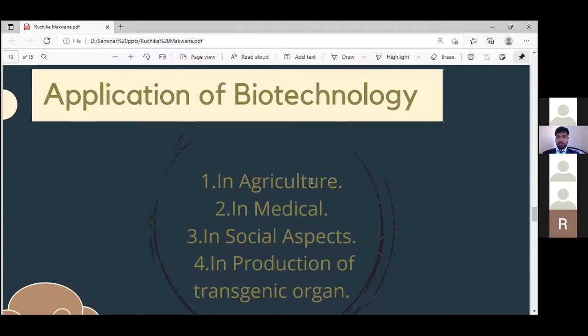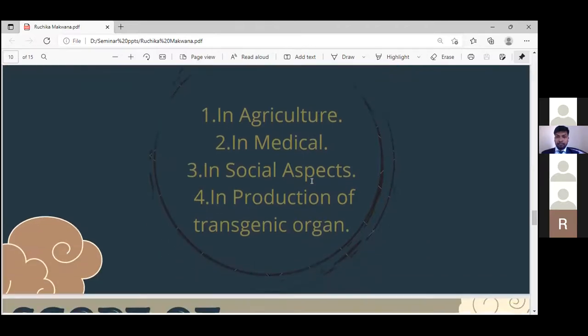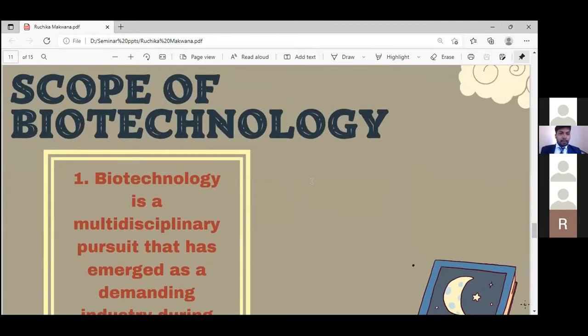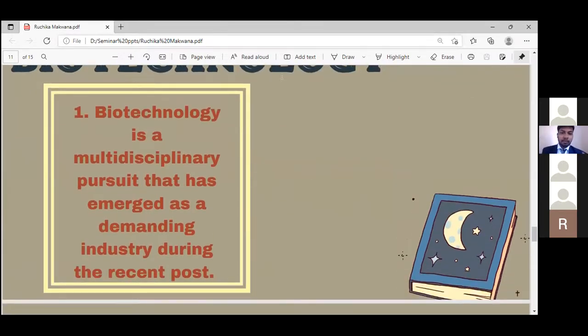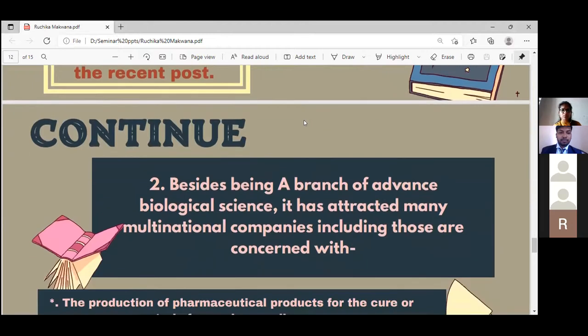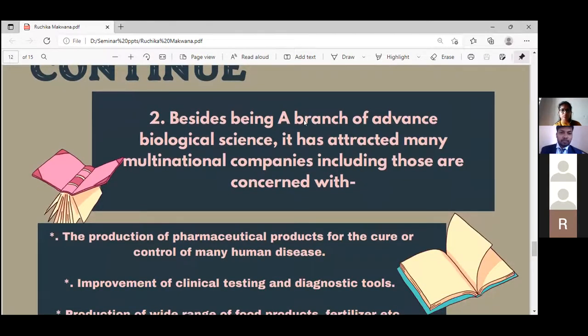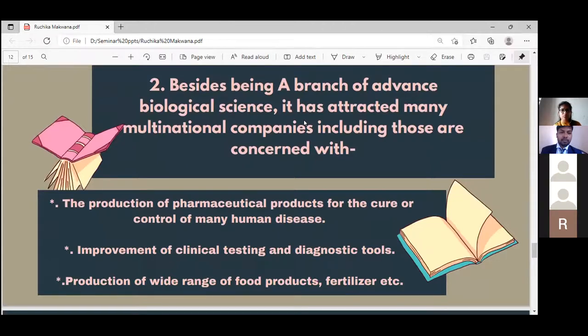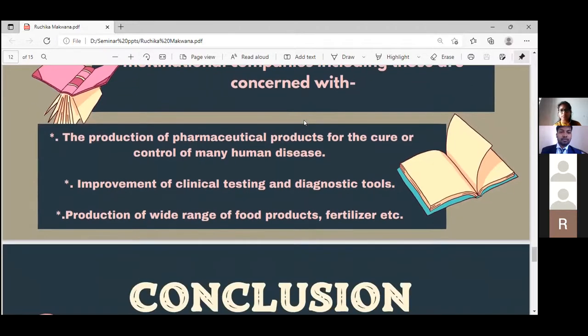Then, the scope of biotechnology. There are many scopes in biotechnology. First, biotechnology is a multidisciplinary pursuit that has emerged as a demanding industry in recent times. And second, besides being a branch of advanced biological science, it has attracted many multinational companies, including those concerned with the production of pharmaceuticals, products for the cure or control of many diseases, improvement of clinical testing and diagnosis tools, production of a wide range of food products, fertilizers, etc.